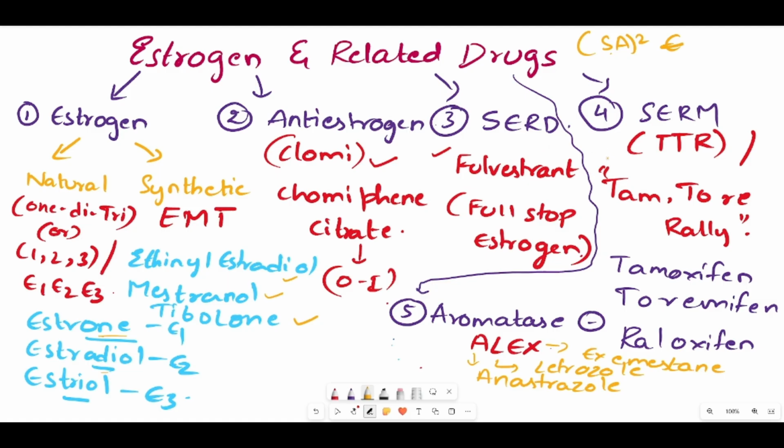And the fourth class is SERM, which is the selective estrogen receptor modulator. And to remember the examples under this, remember TTR or TAM TOR rally, where TAM means it is tamoxifen, TOR means it is toremifene, and rally means it is Raloxifene. Coming to the last class under this, which is aromatase inhibitors, and to remember the examples, remember one term which is LX, where A means it is Anastrozole, L means it is Letrozole, EX means it is Exemestane. So that's the classification of estrogens and related drugs.